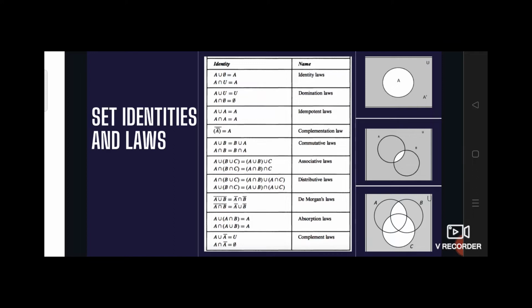So complementary laws are trivial laws related to complements, where A united with everything except A would give the universal set, and A intersected with everything except A would yield us a null set.